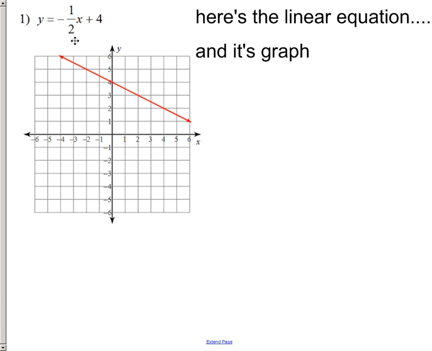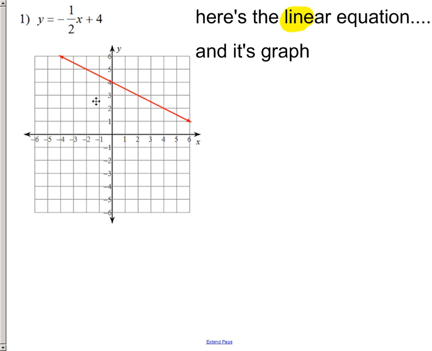Here's our equation, okay? And we're going to say it's a linear equation because when we graphed it, it made this red line here, this perfectly straight line. So we would say this is a linear equation. Take a look at the fact that the word linear actually has the word line in it, and that might actually help you remember that it makes a straight line when you graph it.